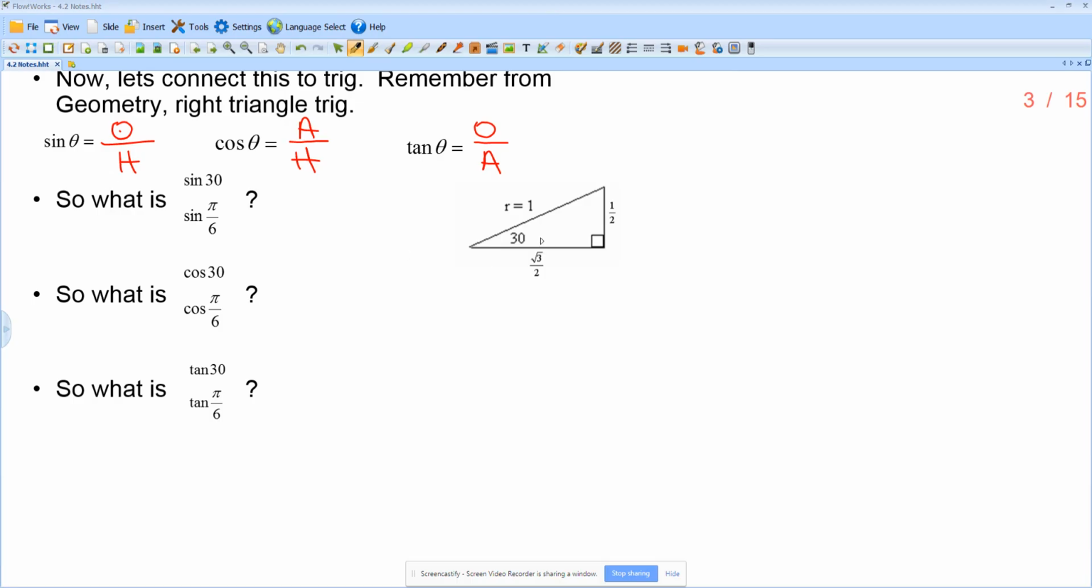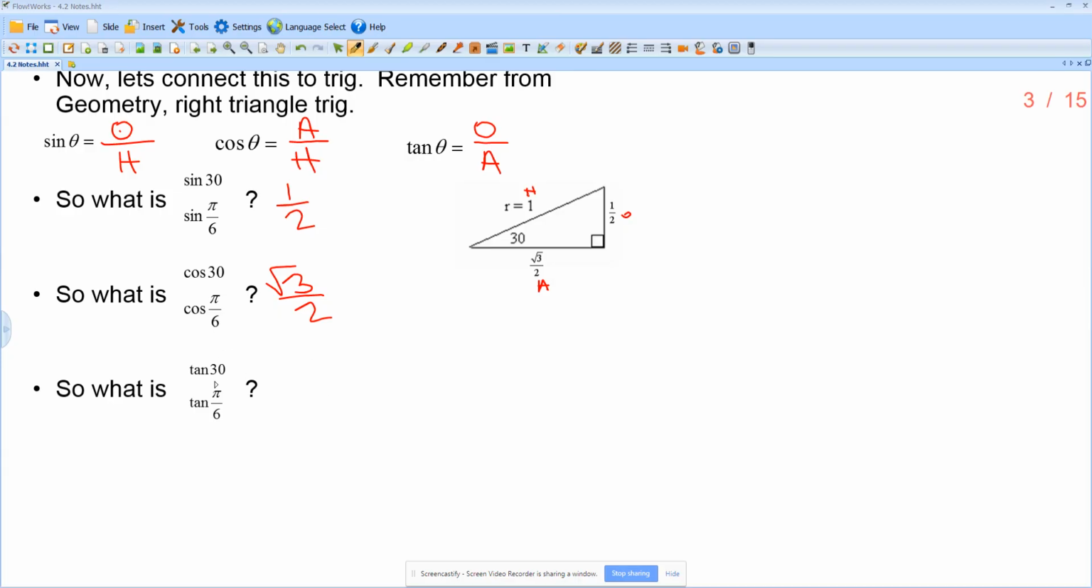So now, if I'm looking at that right triangle and I ask, what is the sine of 30 or the sine of pi sixth? Same thing, just different notation for the same angle. The sine would be the opposite side over the hypotenuse, so I'd have 1/2 over 1, which is just 1/2. What is the cosine of 30 degrees or the cosine of pi sixth? That's the adjacent side over the hypotenuse, so root 3 over 2 over 1, which is just root 3 over 2.